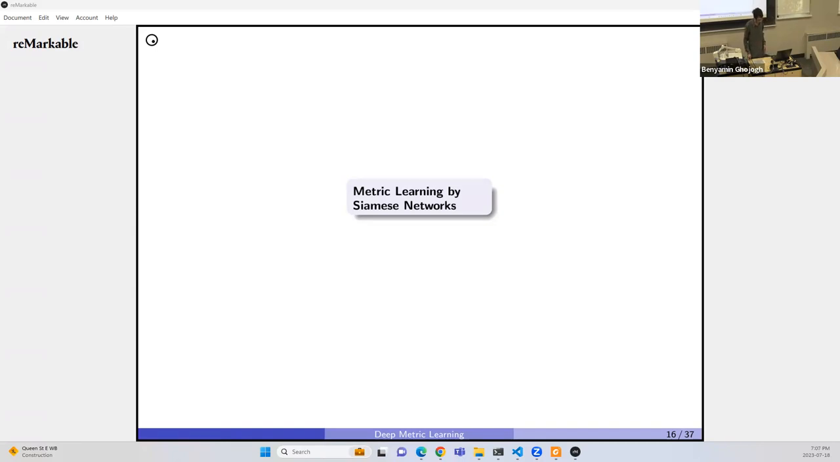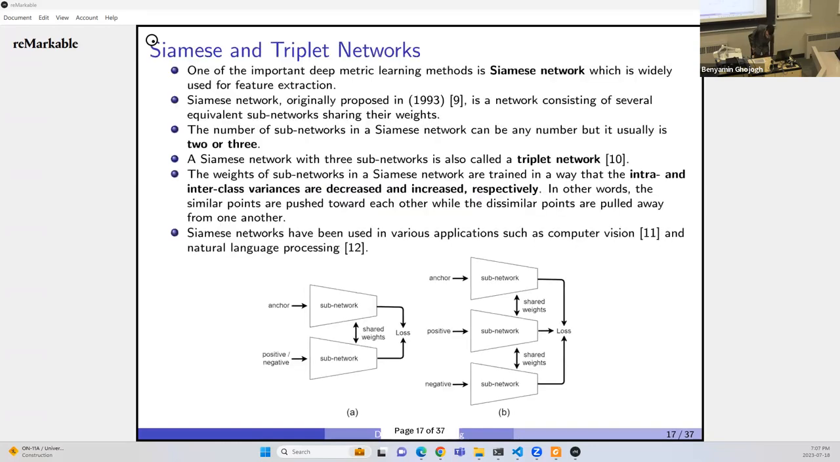So what are Siamese networks? Siamese networks are some of the important networks for deep metric learning. And what do I mean by deep metric learning? Learning an embedding space by deep neural network, right? So Siamese network is very important. I will tell you what they are. Okay, so Siamese and triplet networks.